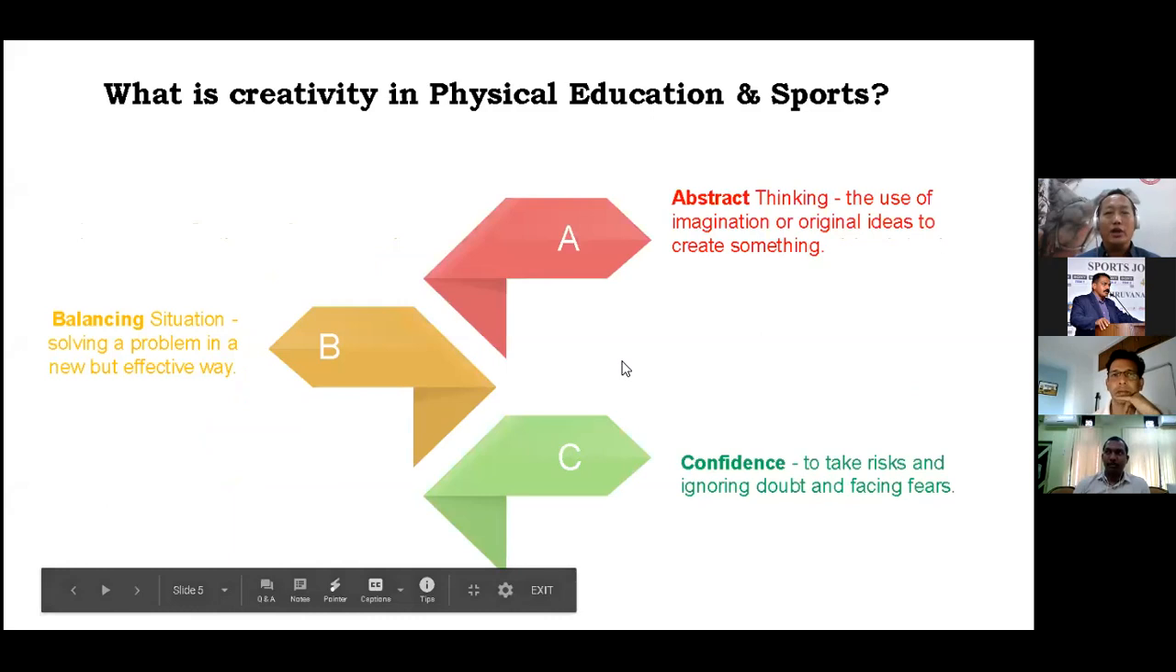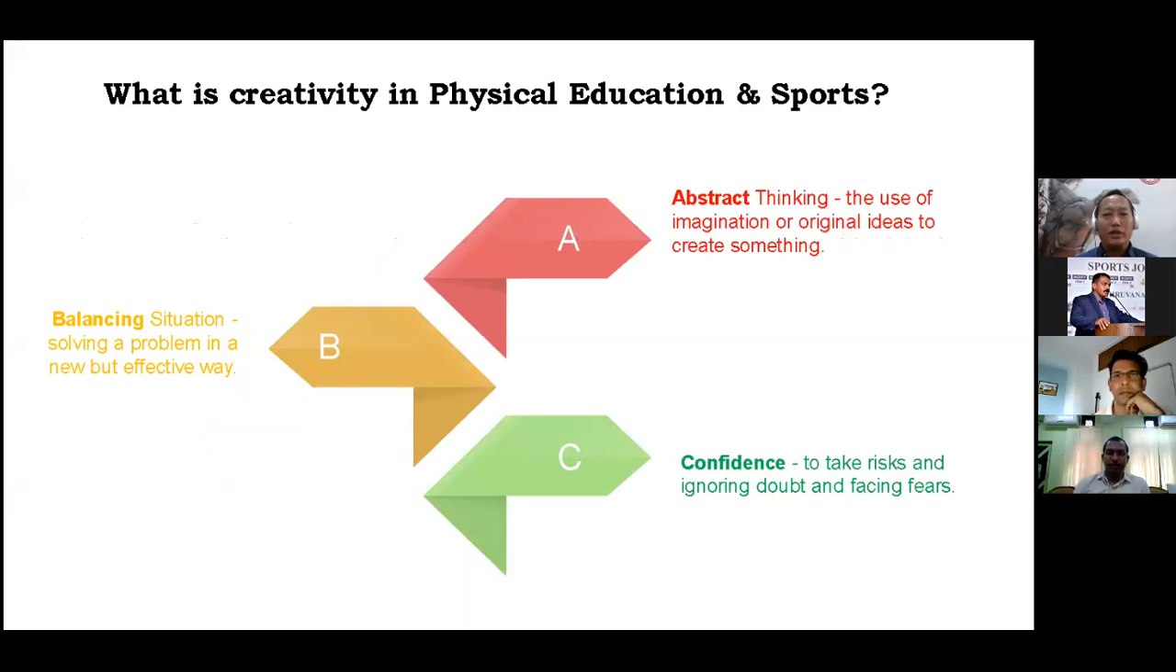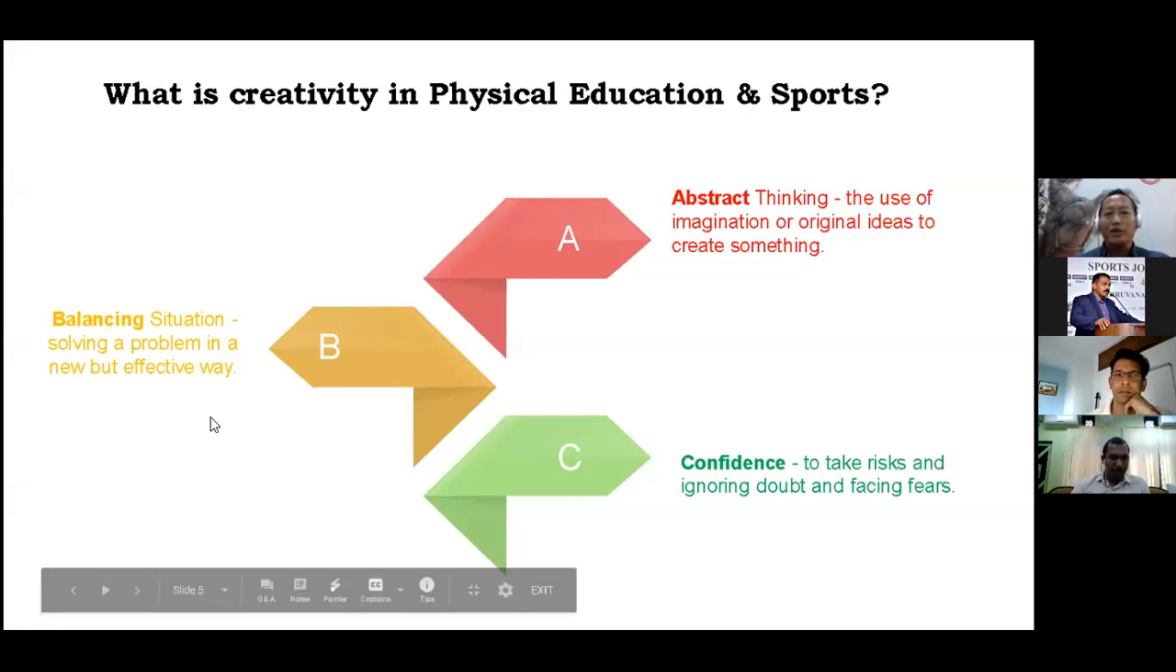A is for abstract thinking, that is how to use your imagination, innovative ideas, original thoughts to create something new. And the second one, B, stands for balancing the situation. Creativity means it is never going to be one-sided. You always have to be good at balancing the situation. You cannot take just a forward step. Sometimes you even have to take a backward step. That is what I call balancing the situation.